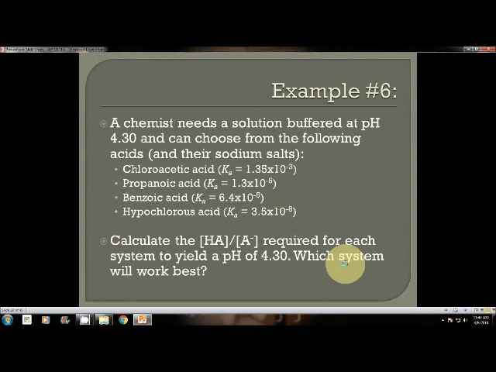So we'll need to pick, in example 6, which solution works best, okay? So a chemist needs a solution buffered at a pH of 4.30 and can choose from the following acids and their sodium salts. And they're all listed with their Kas. So we need to calculate the ratio HA over A minus required for each system, so the acid concentration over the conjugate base concentration, to see which will work best.